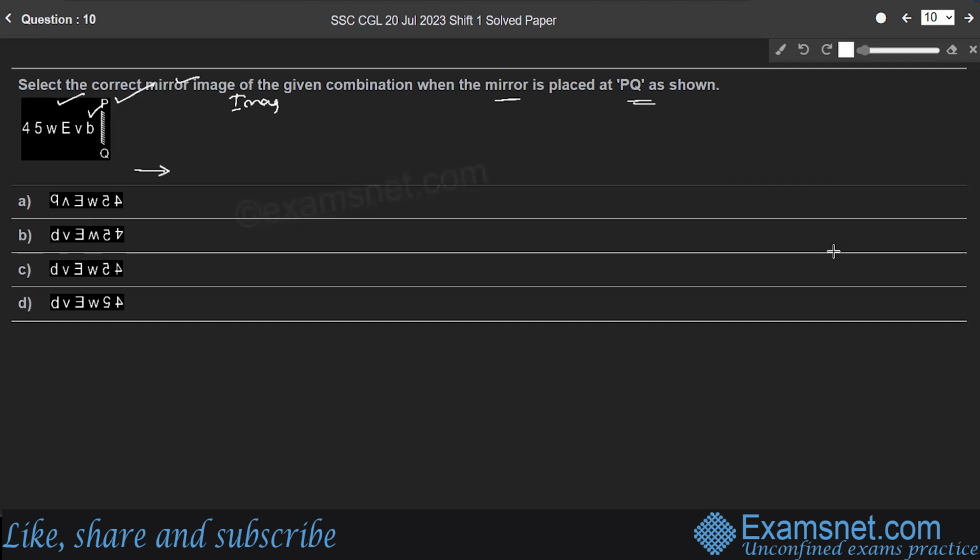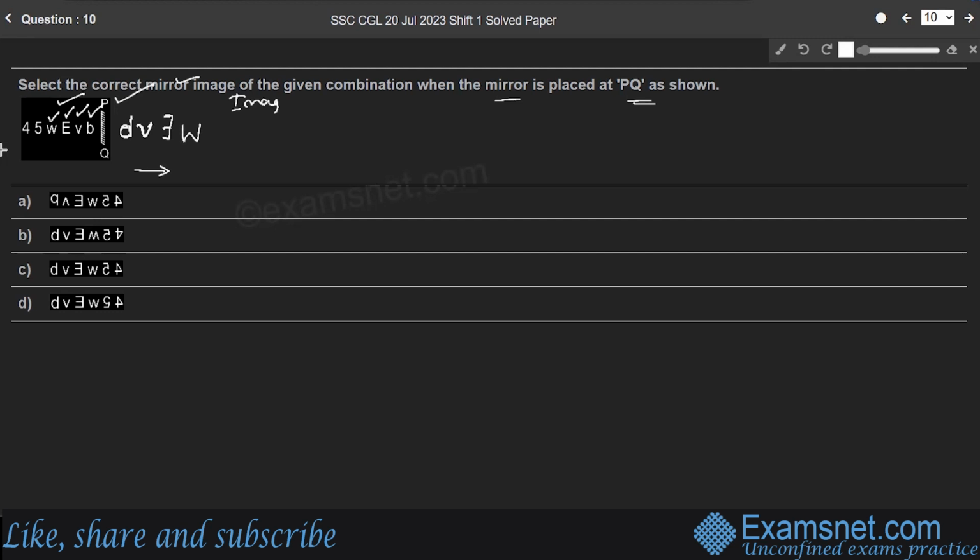Therefore, the letter B appears first, which is the mirror image of B. It looks like D. Whereas V comes later after B. Since V is a symmetrical letter, the image of V will be the same as the original V. Whereas E is not a symmetrical letter, the image of E will be like this, right?